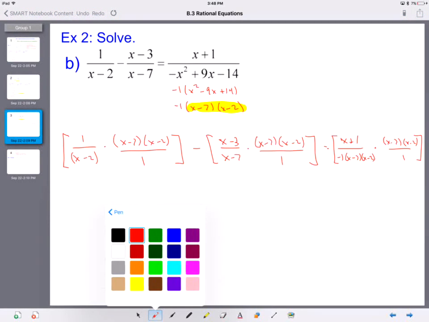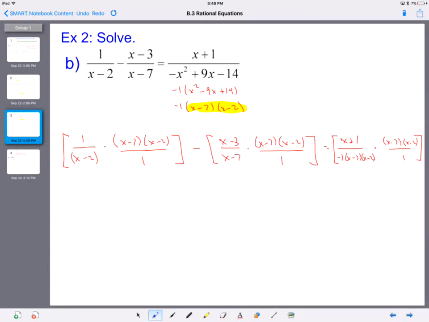And now go through, cancel. Everything in the denominator should cancel. x minus 2, x minus 2. And this one's supposed to be a 7. x minus 7, x minus 7, and then on this one, x minus 7, x minus 7, x minus 2, and x minus 2. Now you still have that negative 1 on bottom, so just make sure you include that in the numerator. So all the rest of these are 1.